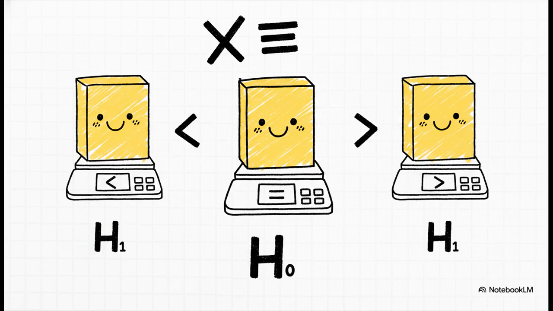Let's skip ahead to the real meat of it. Step 2, stating our hypotheses. Our null hypothesis, H0, is that everything is fine and dandy. The average box weight is 300 grams. The alternative, H1, is that nope, there's a problem. The average is not 300 grams.